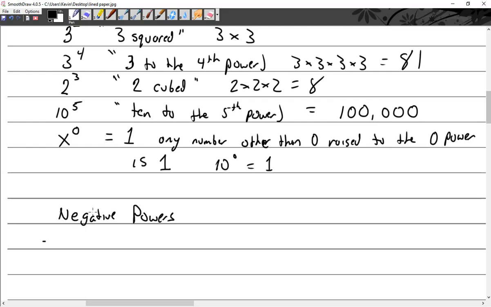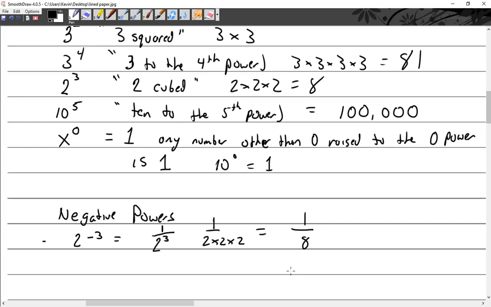All right, let's see. Negative powers. 2 to the negative 3rd power is actually 1 over 2 to the 3rd. And so that's 1 over 2 times 2 times 2, which equals 1 over what? 8. So can we do that on our calculator?